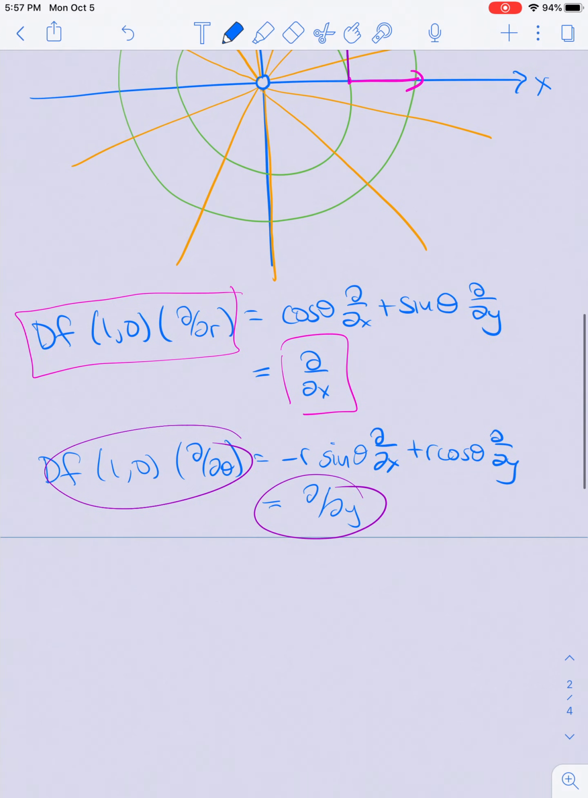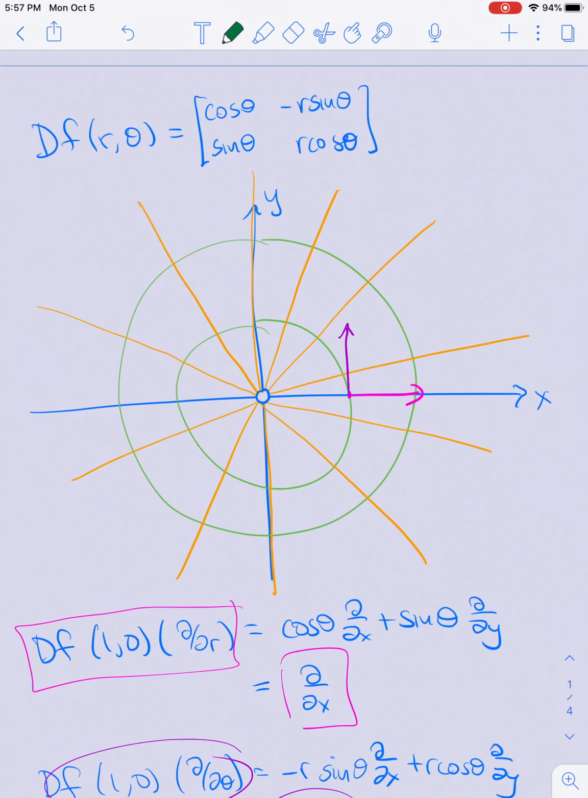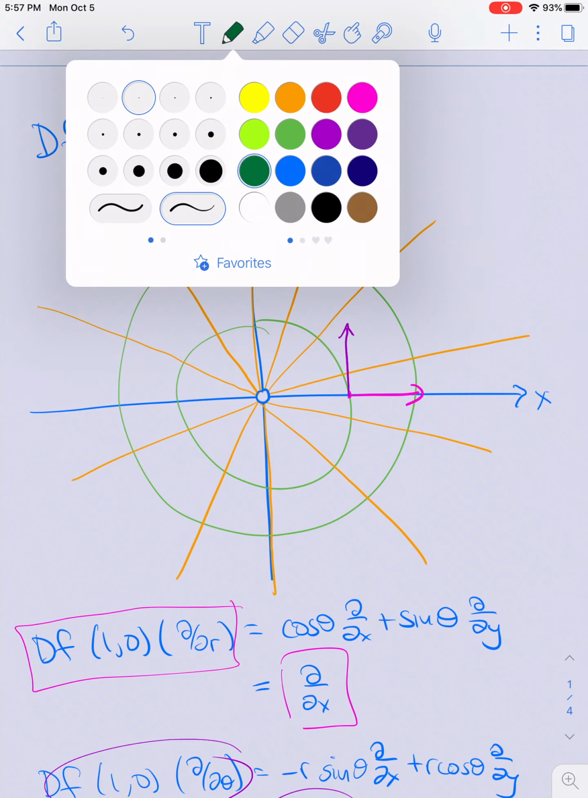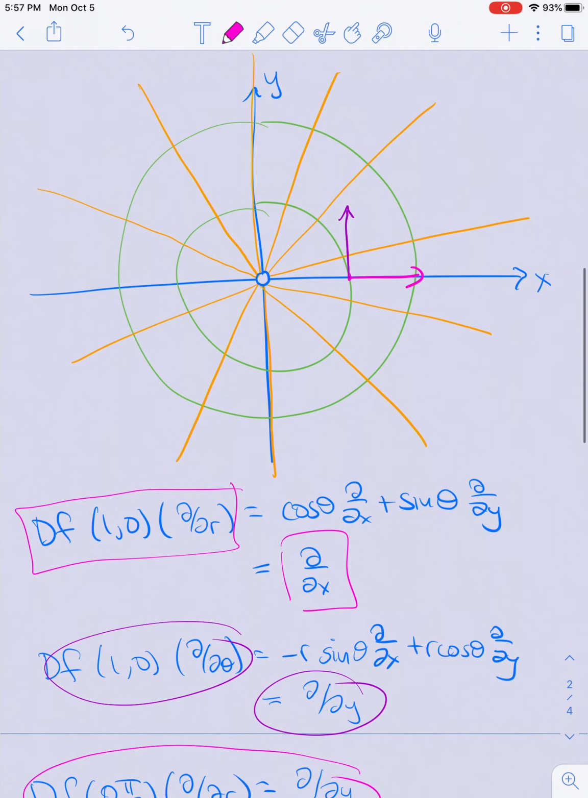But now let's compute what these are at different points. So let's do, say, df at 0, 1, d by dr. This is going to be, let's not do 1, sorry, let's do pi over 2. So then cosine of pi over 2 is 0, but sine of pi over 2 is 1, so this is d by dy. And I will do this one in pink again, and the reason why is that you'll then end up seeing where the vector d by dr goes at different points when I change r and theta. So this turns into d by dy.